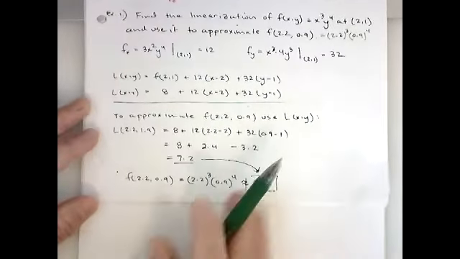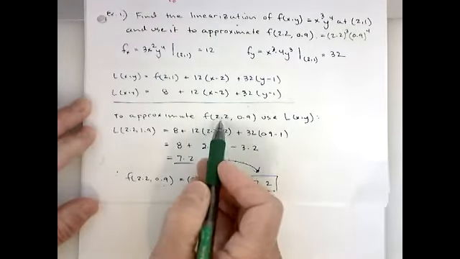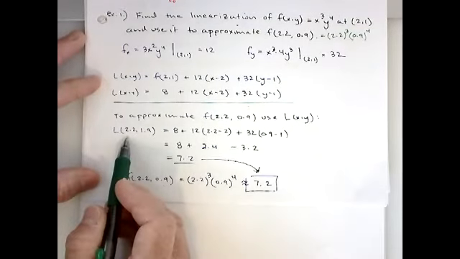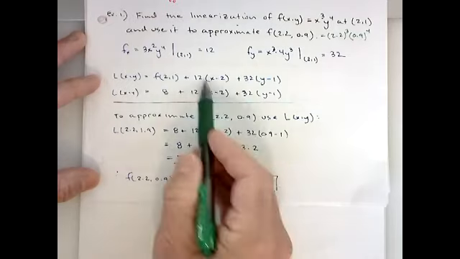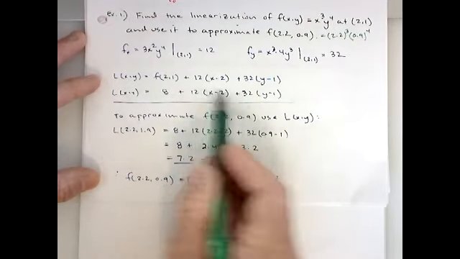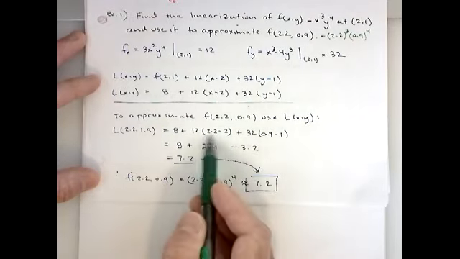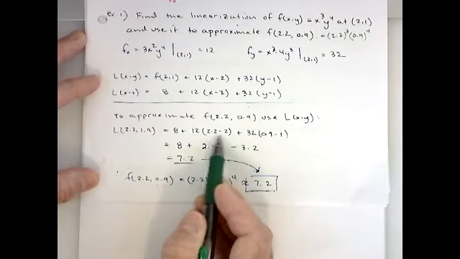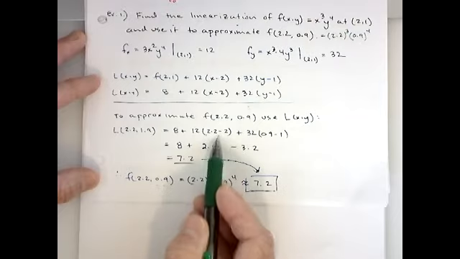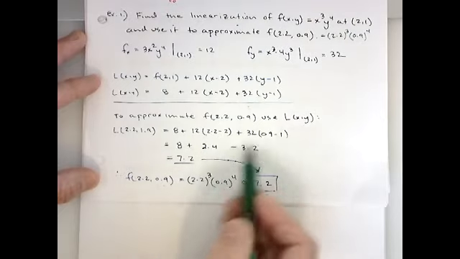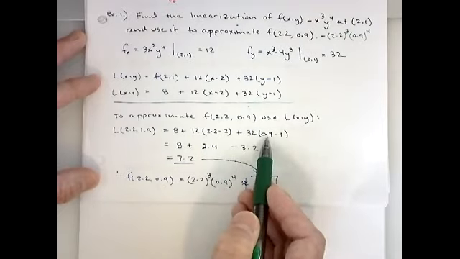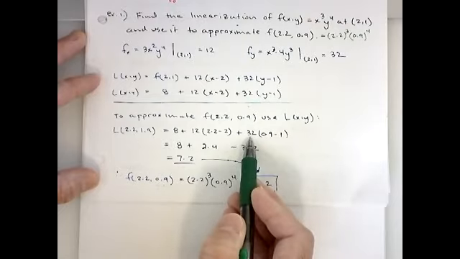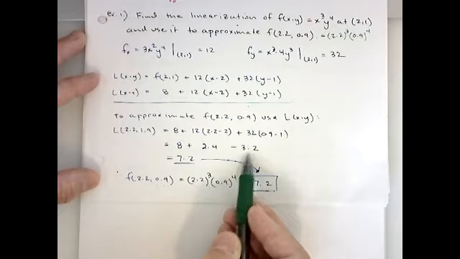Then we can approximate f of 2.2, 0.9 by just plugging it into our linearization. It's better to not distribute, and to leave it like this, as you can tell, because if I put in 2.2 minus 2, that's just 0.2, and 12 times 0.2 would be 2.4. If I plug in 0.9 for y minus 1, that's negative 0.1 times 32, which is minus 3.2.